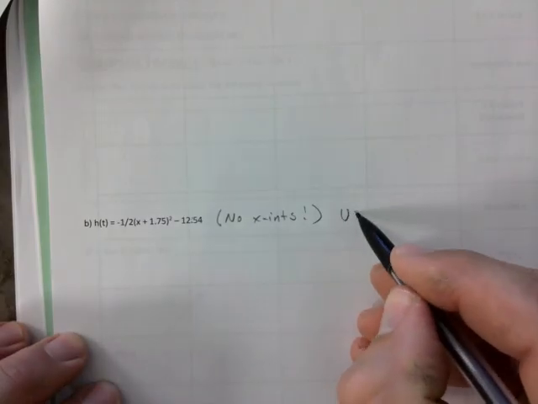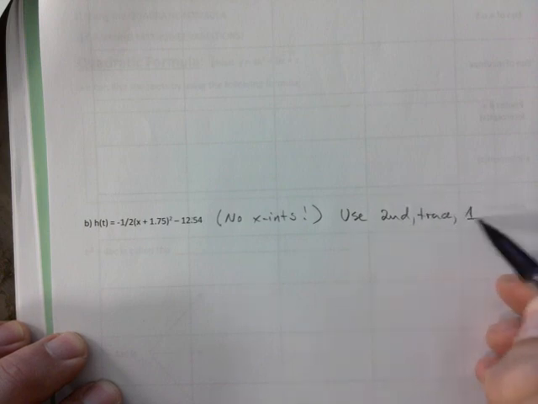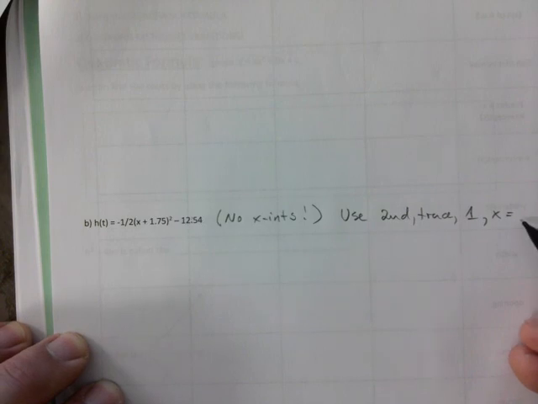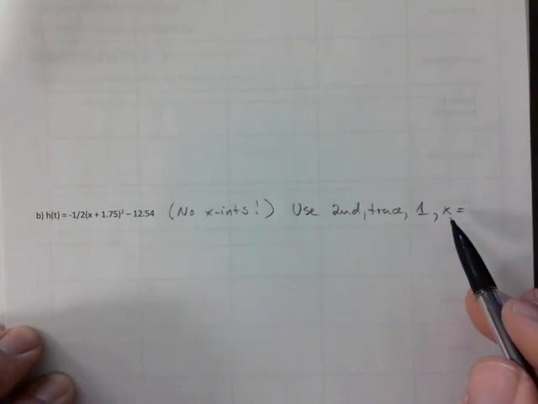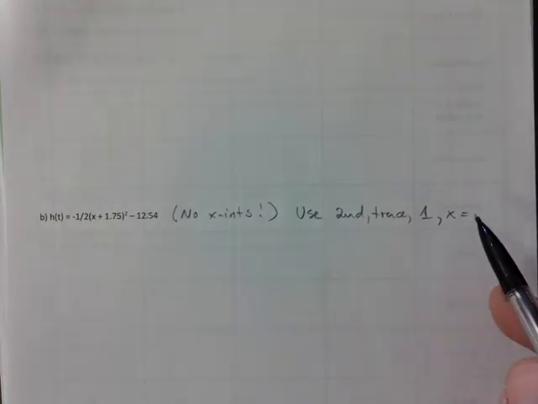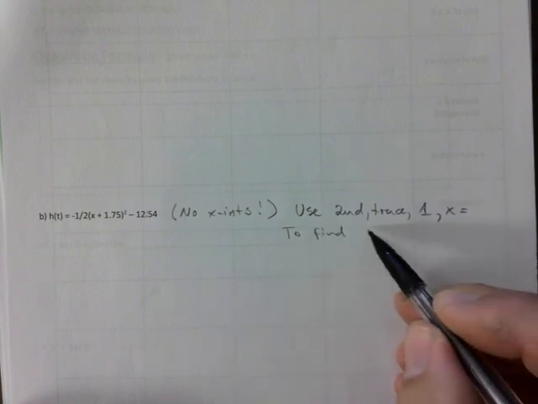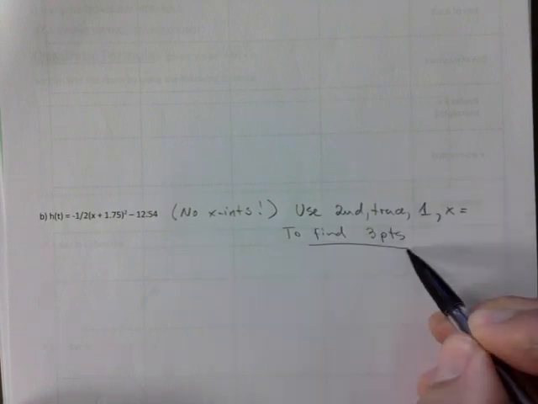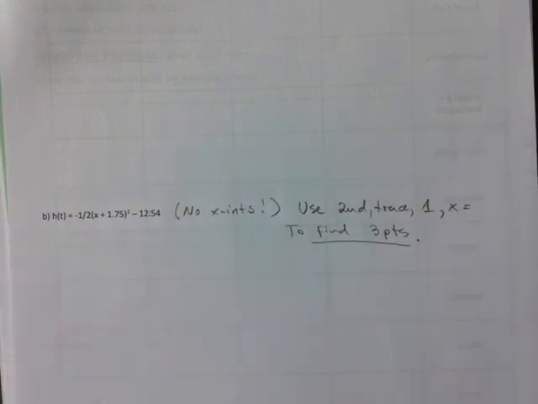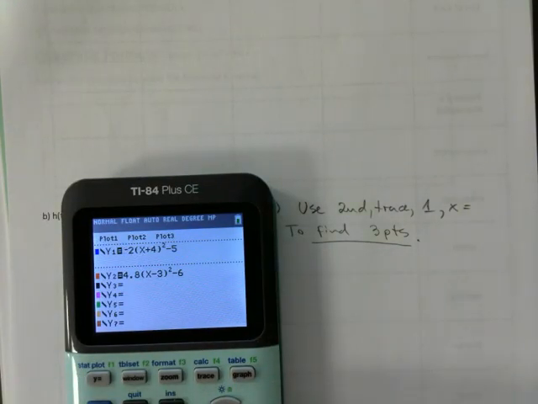So I will just tell you this: use second trace 1, x equals. Use this and type in x values that you would like to find the y value for. So you just come up with 3 points, right? In these cases, as long as you have 3 points, we're in business. I don't know what you mean, Mr. Dixon, this is confusing. Okay, I'm going to make one for us here.